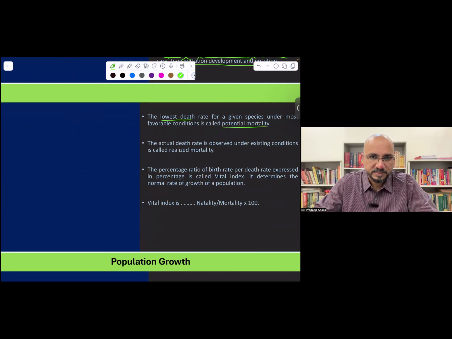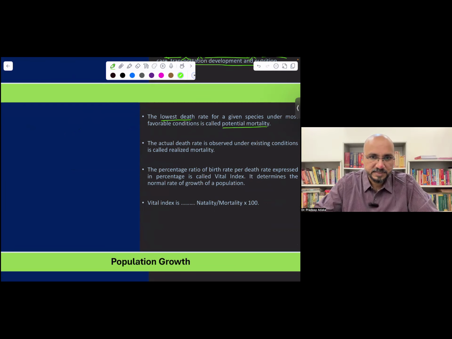Then death rate can also affect population size. So if more individuals are dying, the population will decrease. So mortality will lead to a decrease in the population.